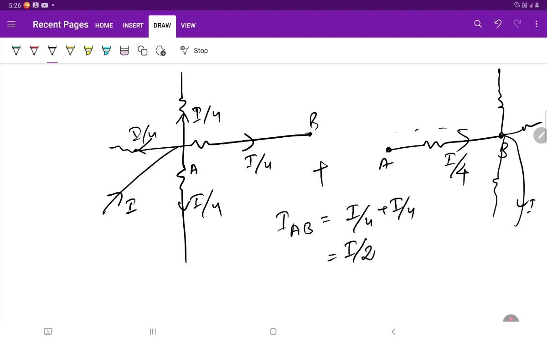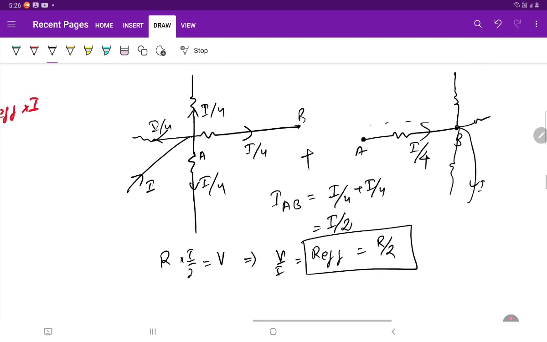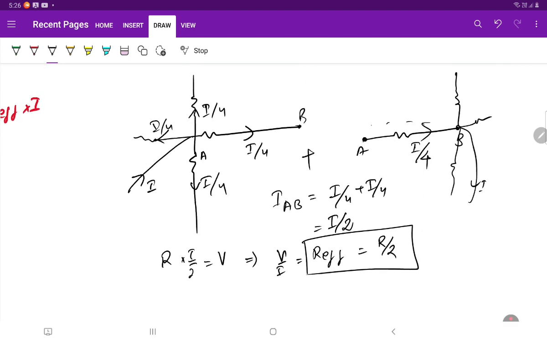Hence I can say that R into I by 2 is equal to the voltage applied. So V by I is equal to R effective, which will come out to be R by 2, and that's the answer. So this is the method in which we'll be applying the concept of superposition.